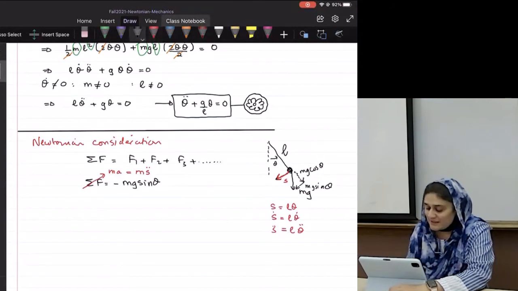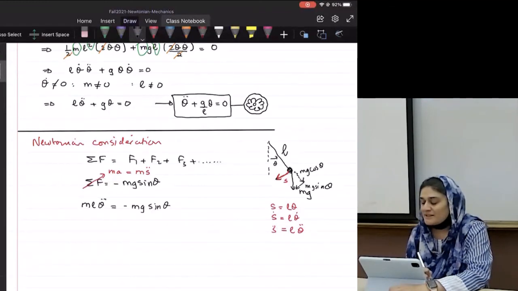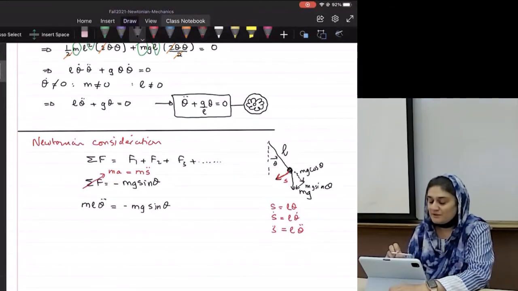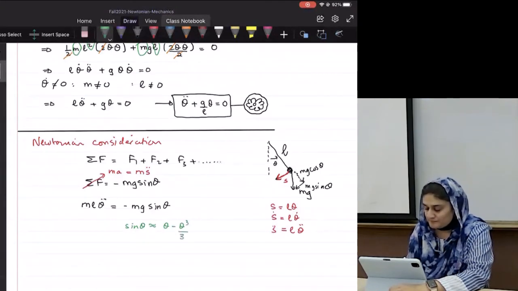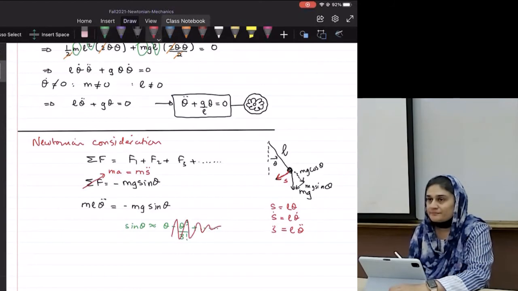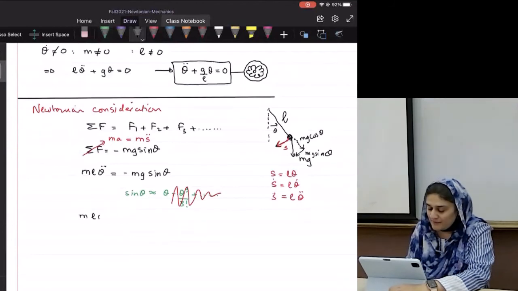So may I write this as mL theta double dot equals minus mg sine theta. What is sine theta for Taylor expansion for small angles? If theta is small, may I ignore these? Then can I replace it with mL theta double dot equals minus mg theta?